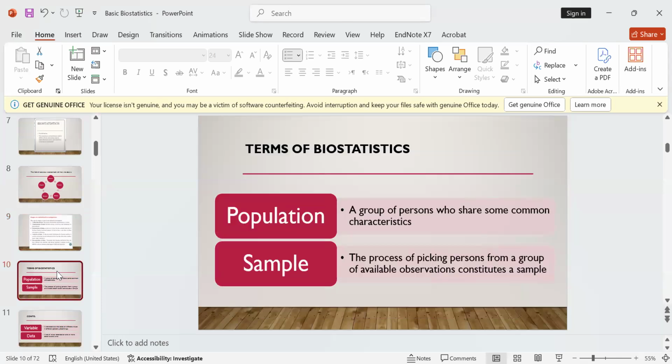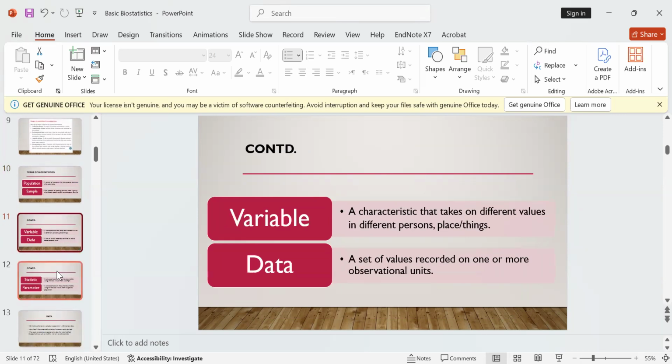Various terms of biostatistics. Population: a group of persons who share some common characteristics. What is a sample? It's the process of picking persons from a group of available observations. It constitutes a sample. Variable: a characteristic that takes on different values in different persons, places, and things. Data is a set of values recorded on one or more observational units.